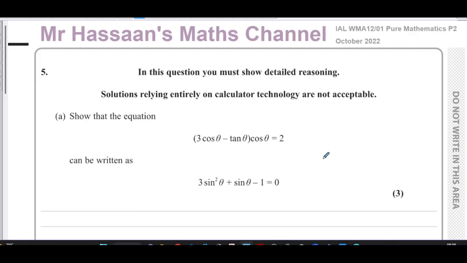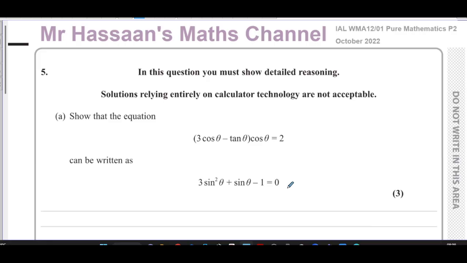And in this question, we've got a question all about trig identities and equations. Part A says, show that the equation 3 cosine theta minus tan theta, in brackets, times cosine theta equals 2 can be written as 3 sine squared theta plus sine theta minus 1 equals 0. So we've got to start with this expression here, and rewrite it such that it looks like this.